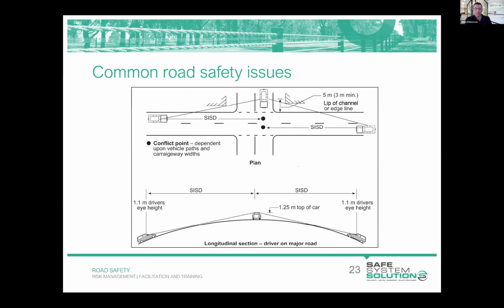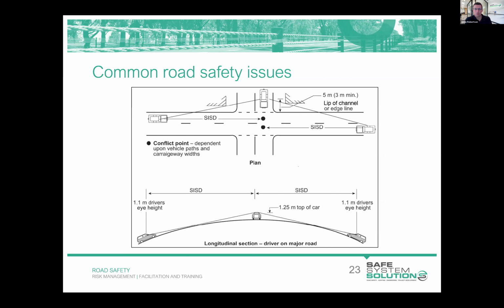But safe intersection sight distance aims to provide enough distance for the driver on the major road approaching the intersection to see a vehicle entering the intersection from a side road and maybe stalling in a conflict area. To see that happen, put on the brakes and come to a stop before reaching that point. So SISD requirements can be quite onerous. I think at 100 k's per hour, SISD is something like 260 meters. So that's how much sight distance we should aim to provide in a high-speed environment.